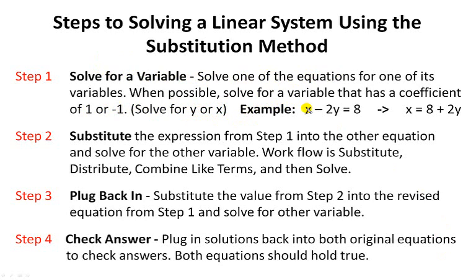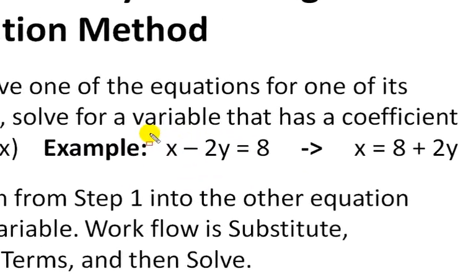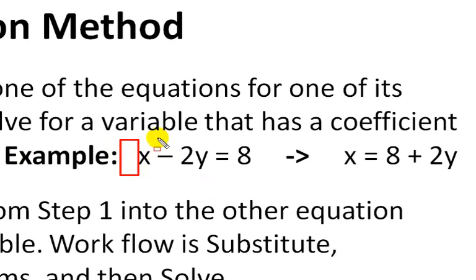For example, if we had x minus 2y equals 8 and we wanted to solve for one of our variables, we want to look for one that has a coefficient of 1 or negative 1. The coefficient is the number in front of the variable. So in front of my y, I see I have negative 2. In front of my x, I don't have a number, but you could think of this as 1x. So I have 1x minus 2y, and I have equals 8. I'm going to solve for this variable x because it has a coefficient of 1.